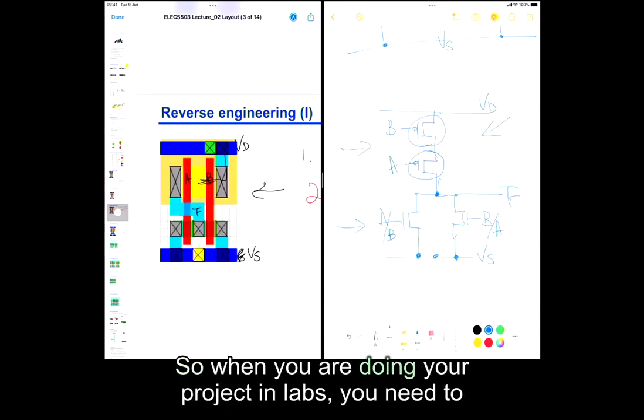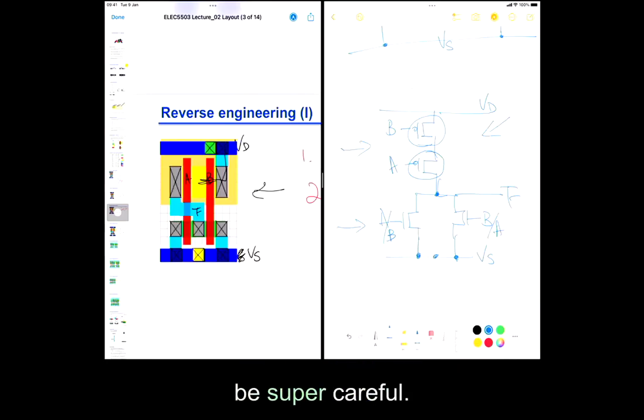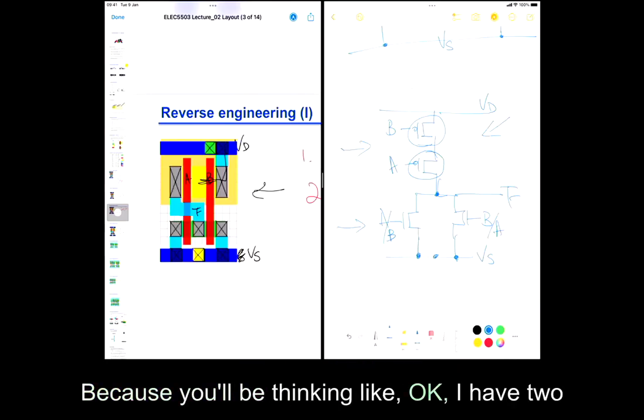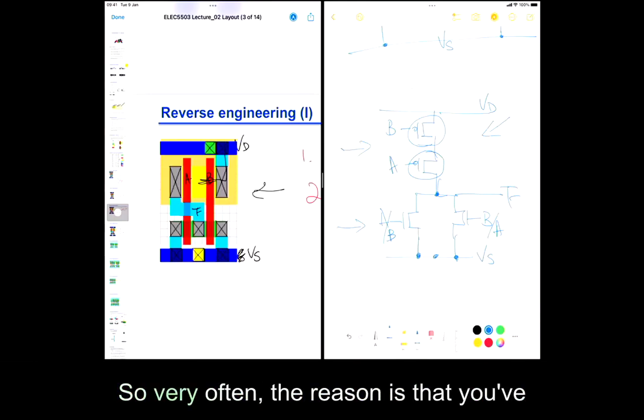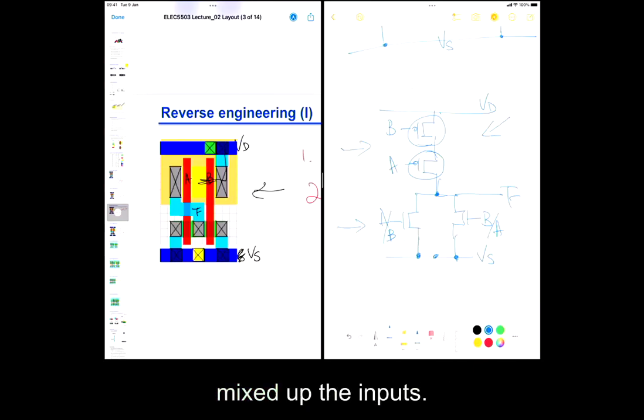So when you are doing your project and labs, you need to be super careful because you'll be thinking, okay, I have two transistors in series, then why is it reporting an error? Very often, the reason is that you've mixed up the inputs.